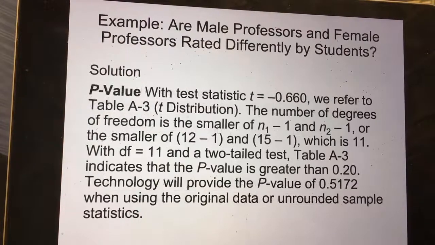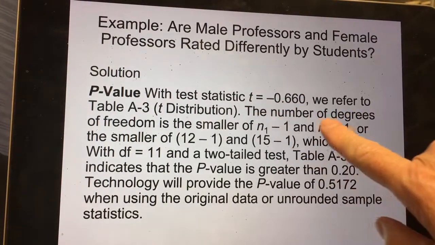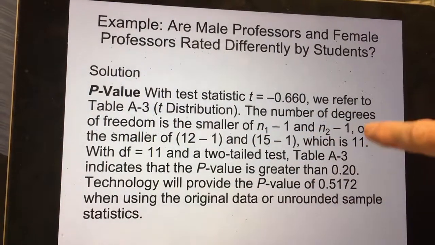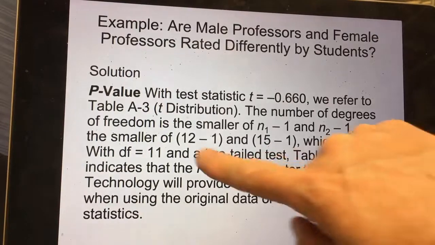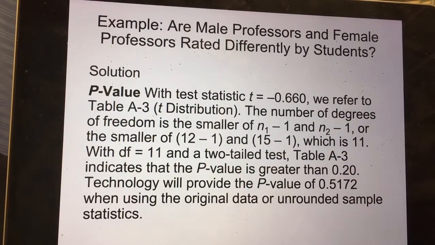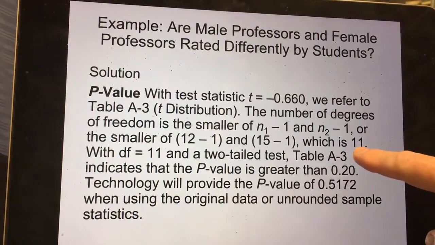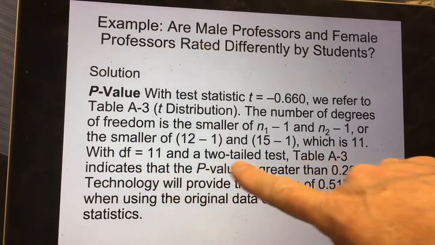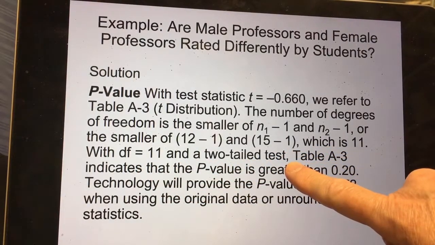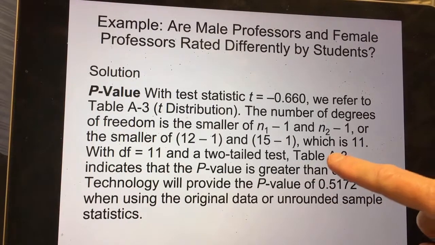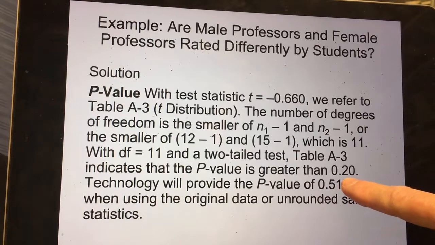And so when we're doing a p-value, we're going to use the number of degrees of freedom, n-1 and n-2, whichever is the smaller of those two. So we had 12 minus 1 and 15 minus 1 because we had two different size samples. So we get 11, the smaller of the two. So degree of freedom is 11, and it's a two-tailed test because of the not equal to in the H sub A. So we're going to get a p-value greater than 0.20.